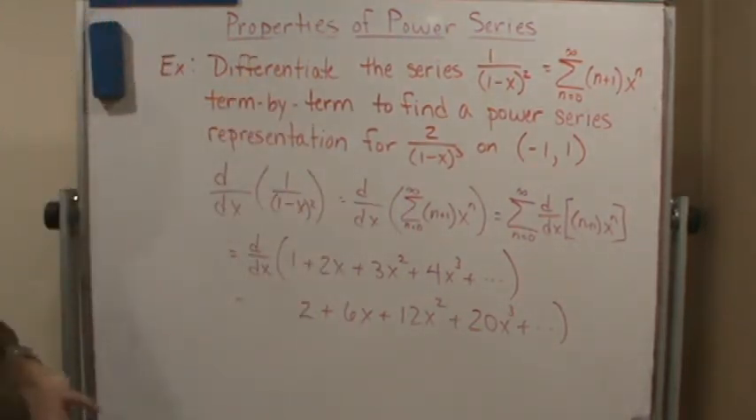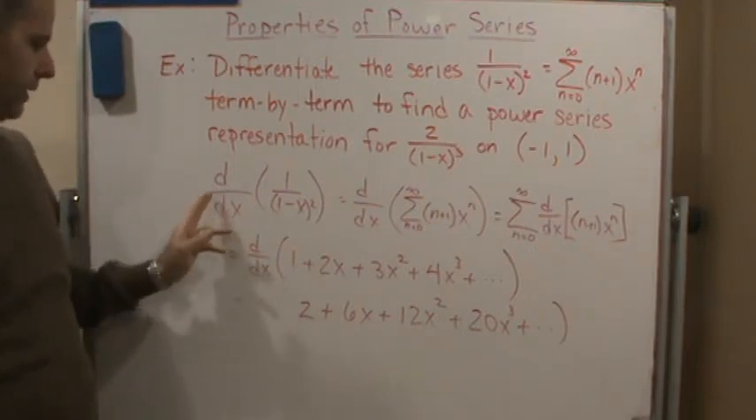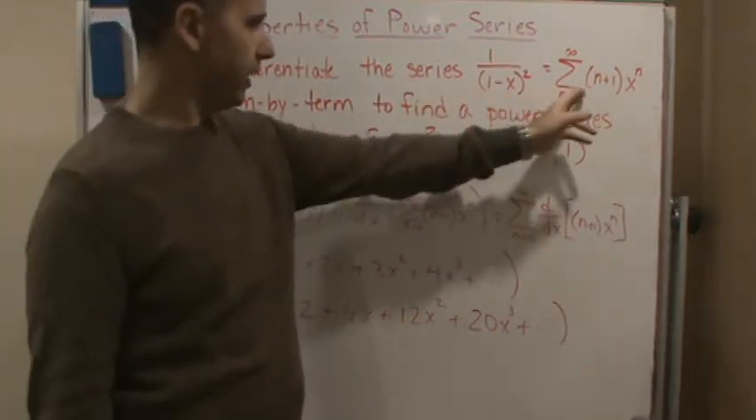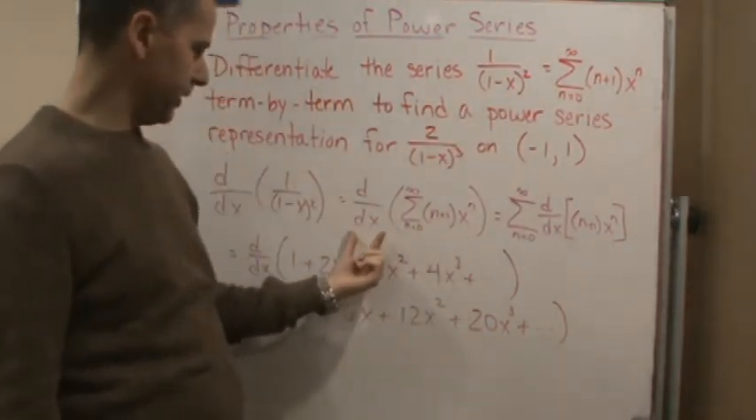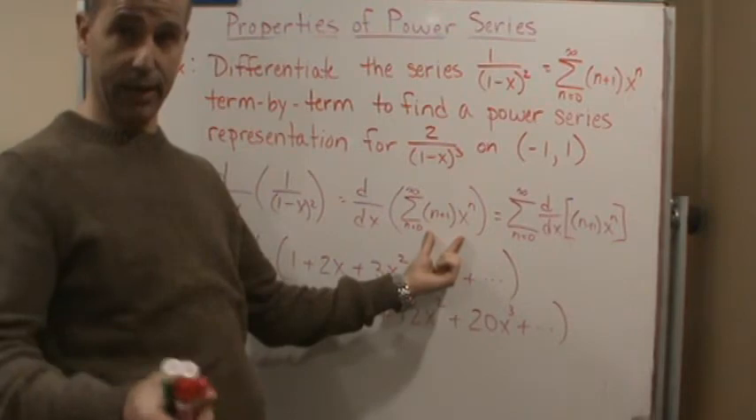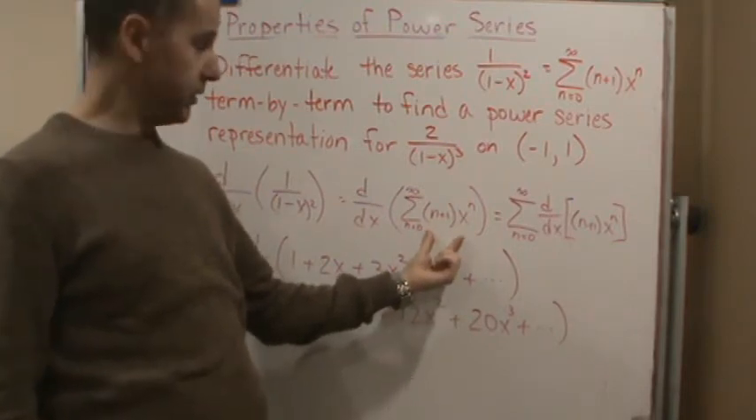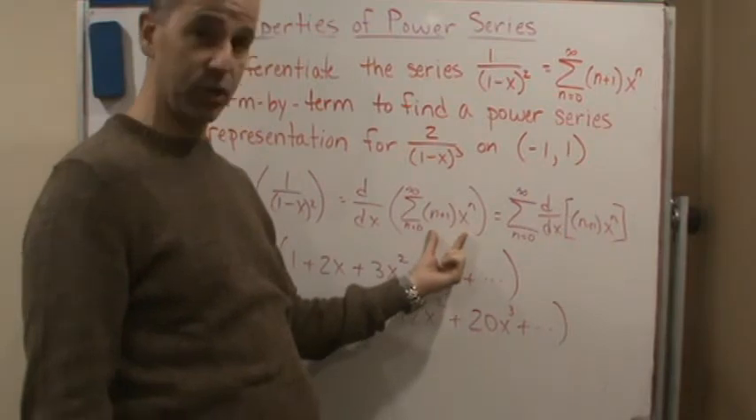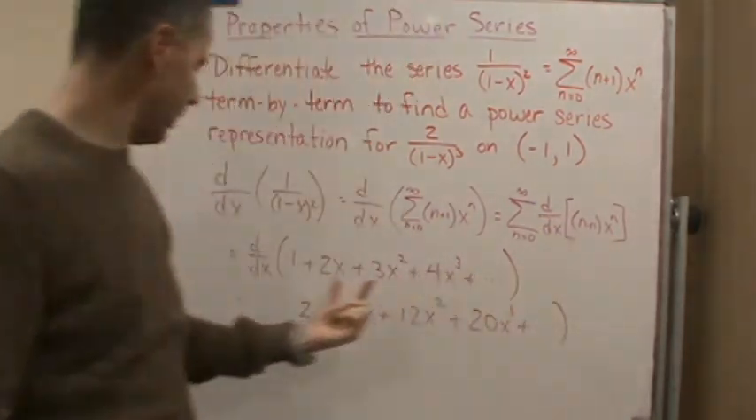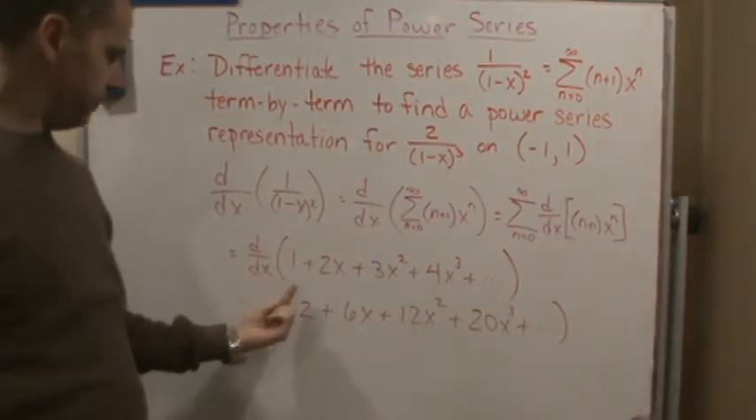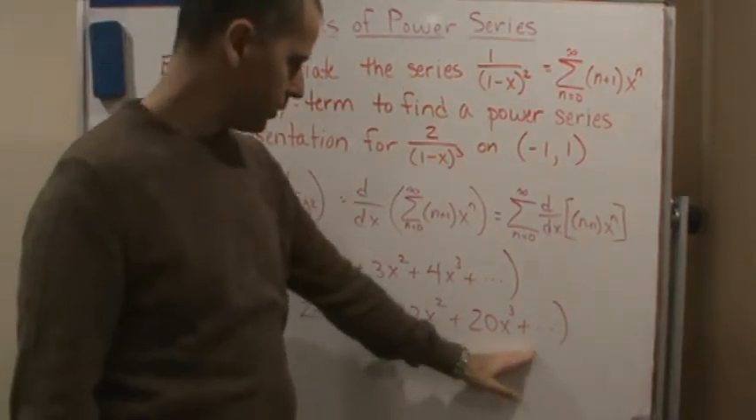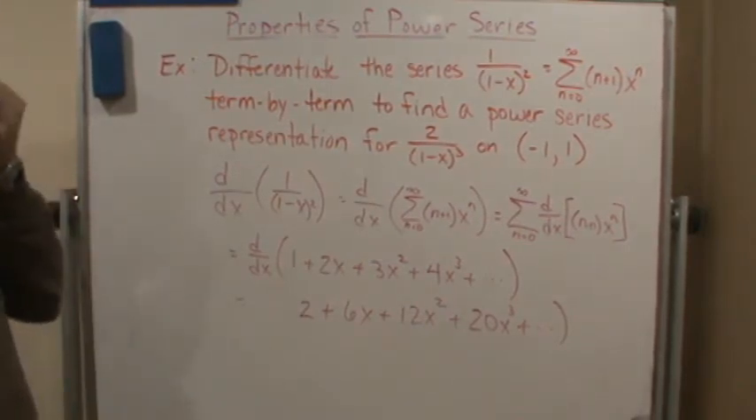Okay, so when I differentiate this, the first thing I did was set this up by taking the derivative of this with respect to x and substituting in for the series, because this is the same as this. So now I'm taking the derivative of this series. And then I'm going to bring the derivative inside because, again, by the theorem, I can differentiate this term by term. So I can bring the derivative inside the summation, and I can write it like this. And so now, if I write out this summation, I'm taking the derivative of this polynomial. And if I do that term by term, I end up with this series, this polynomial in x.